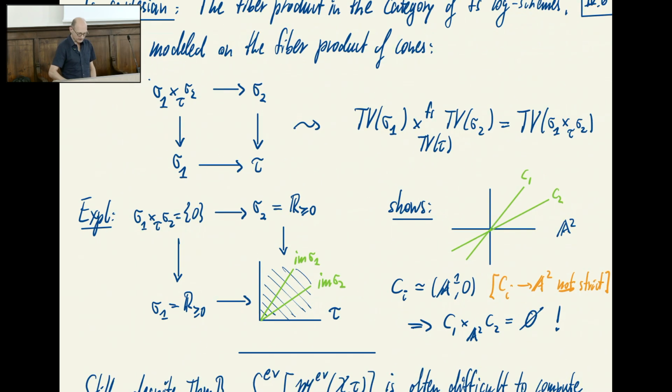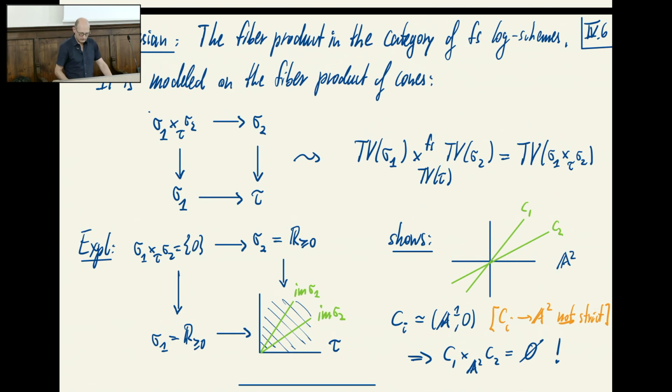Let me look at one example. Let's look at tau to be the quadrant, R2 larger or equal 0. And sigma 1 and sigma 2 are two rays, which, however, are not the same, so they only intersect at the origin. Then the intersection of these, the fiber product, is just the origin.